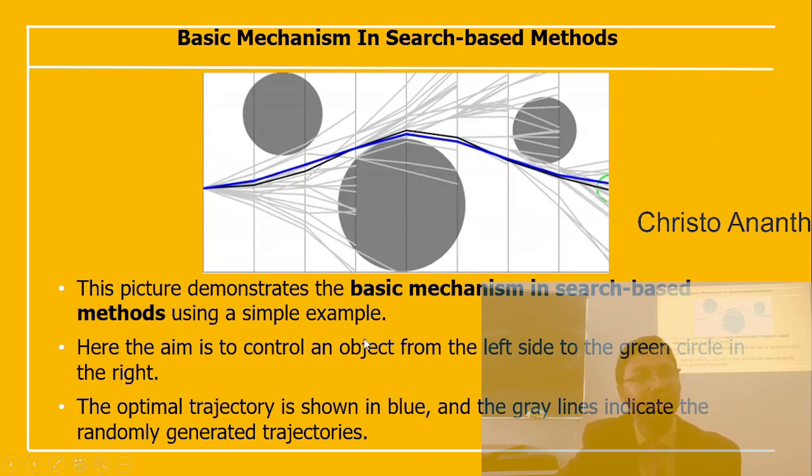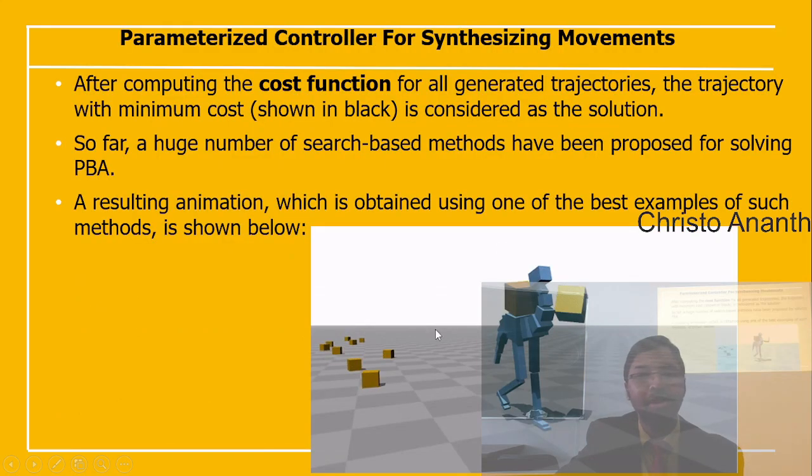Here the objective is to control the object from the left side to the green circle on the right. The projector is shown in blue color, and the gray lines are nothing but the randomly generated trajectories or paths. After computing the cost function for all the generated trajectories, the trajectory with the minimal cost is shown in black color. That is the solution.